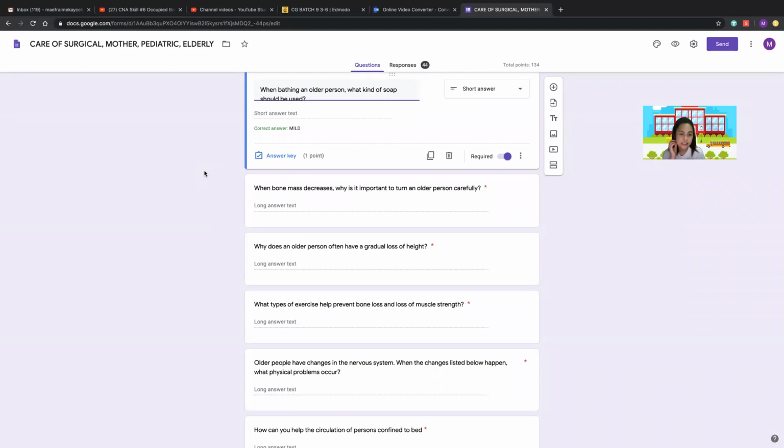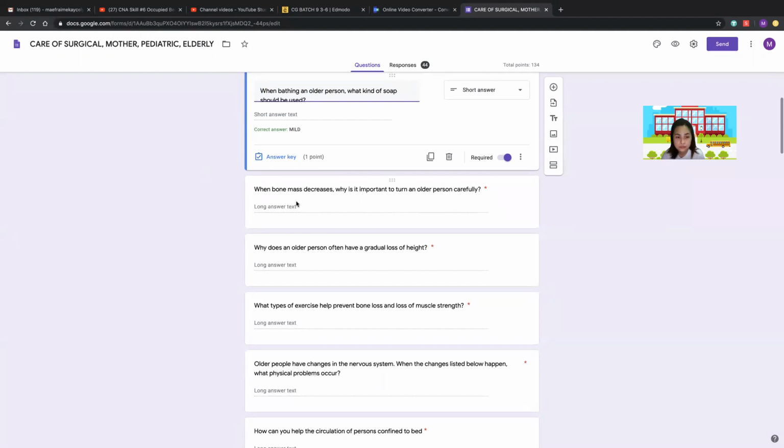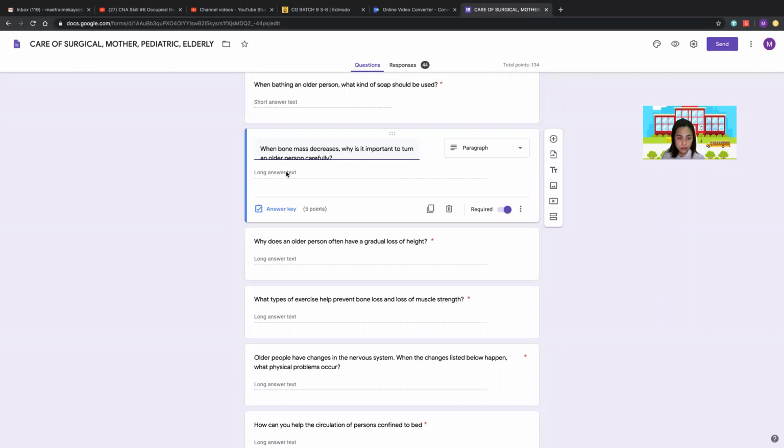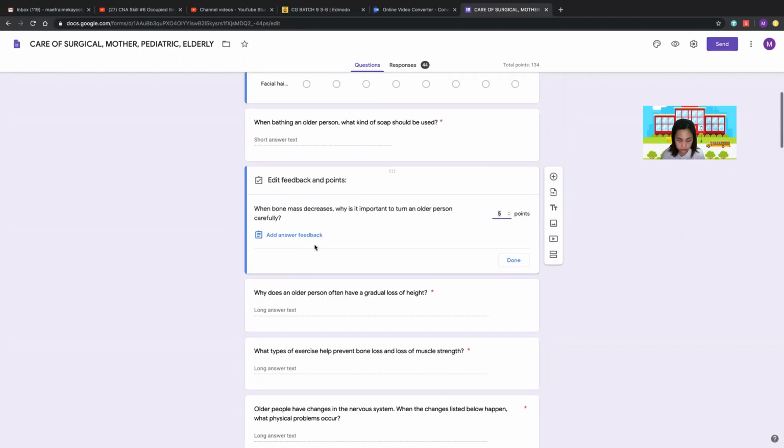Then, when bone mass decreases, why is it important to turn an older person carefully? When the bone mass decreases, why is it important? Of course, to prevent pressure ulcer.